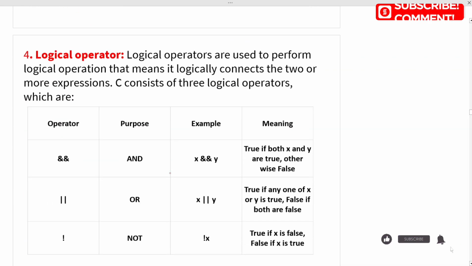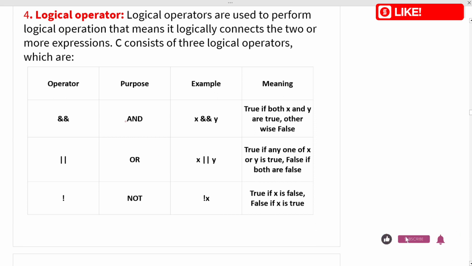Okay. Next slide is the logical operator. Logical operators are used to perform logical operations. That means it logically connects two or more expressions. C consists of three logical operators which are listed here: logical AND, logical OR, and logical NOT.